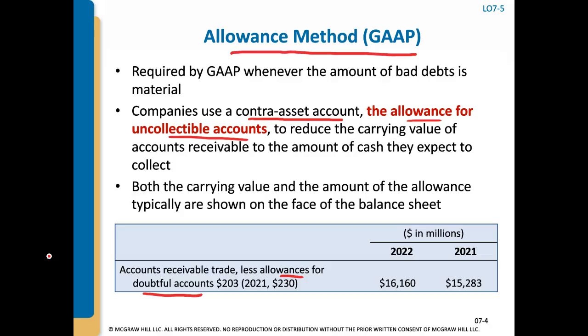And what it does is it reduces the carrying value of the accounts receivable to the amount that we actually expect to collect. And when you present the balance sheet, you present both amounts. You present your total accounts receivable, and you present what your allowance for doubtful accounts is. So here, this is a net number because it says accounts receivable less allowance for doubtful accounts for $203. So we know that the gross accounts receivable is $203 higher than this.